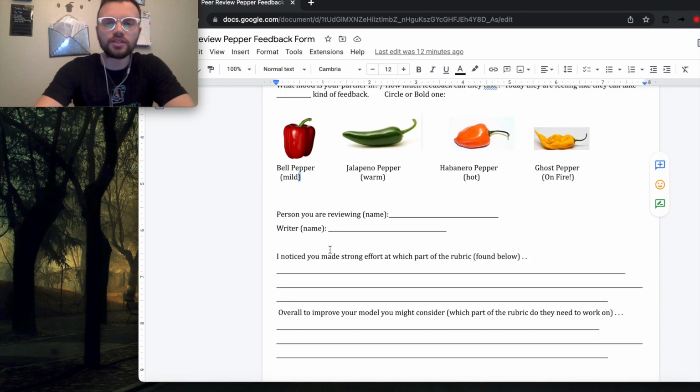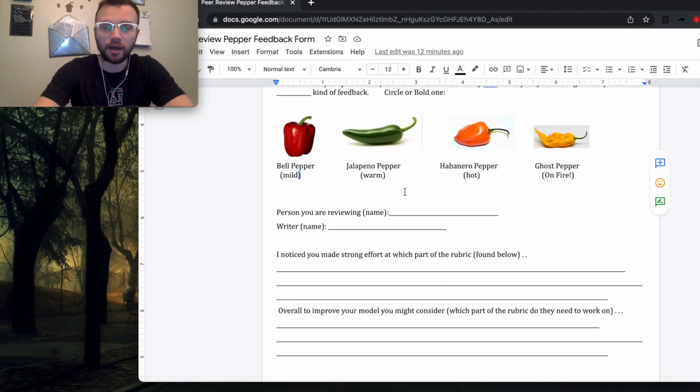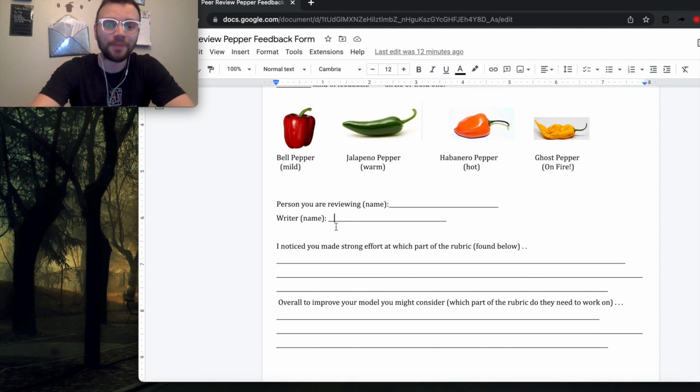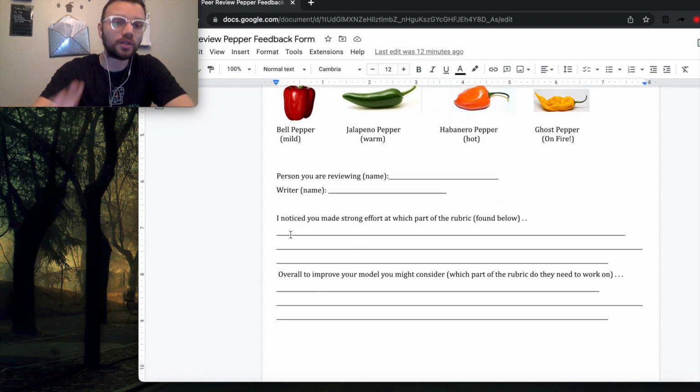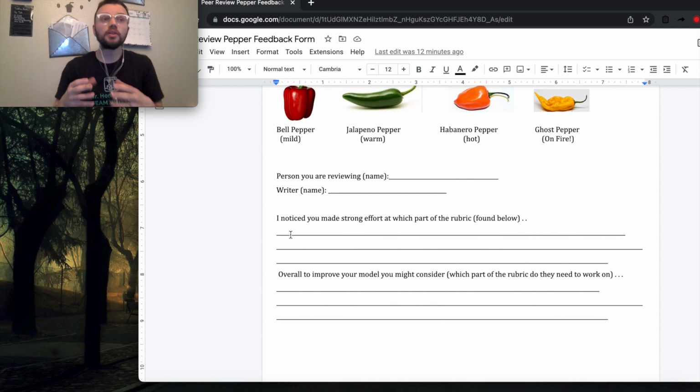And so on this form, after you select the pepper feedback, you're going to write the person that you're reviewing. You write their name. That's the person that you're reviewing. The writer, that's where you put your name. And notice you're going to start by talking about the positives. This is where you can really show someone that you really do care about the work that they're doing. And it's also something you might notice when you're giving constructive criticism to someone.